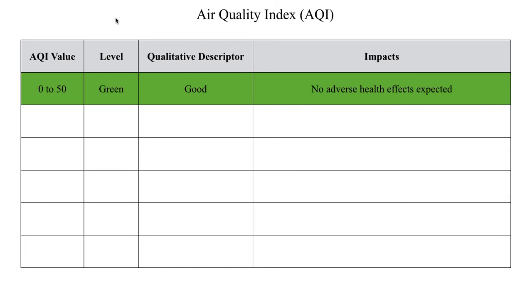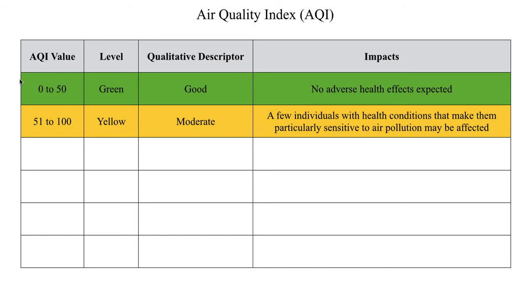So an air quality index or AQI value between 0 and 50 is considered good air quality, and we represent that as a level green air quality. And basically, if the AQI value is between 0 and 50, then we don't expect any adverse health effects. So air quality is really good. It's definitely okay to step outside and breathe in that good air.